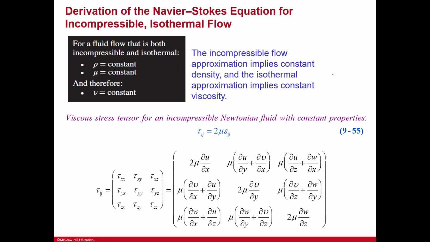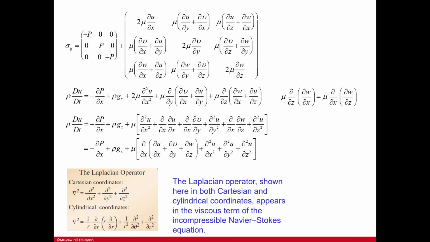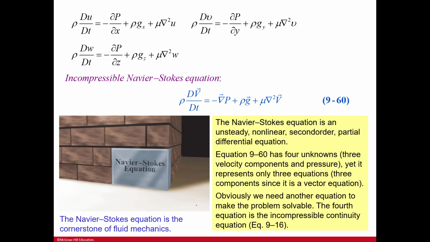The derivation of the Navier-Stokes equation for incompressible isothermal flow. And so here, for a flow that is both incompressible and isothermal, then these are going to be constant, and therefore V is constant as well. Here's more formulas here, and the Laplacian operator, shown here in both Cartesian and cylindrical coordinates, appears in the viscous terms of the incompressible Navier-Stokes equation. And then here is just the defining of the formula.